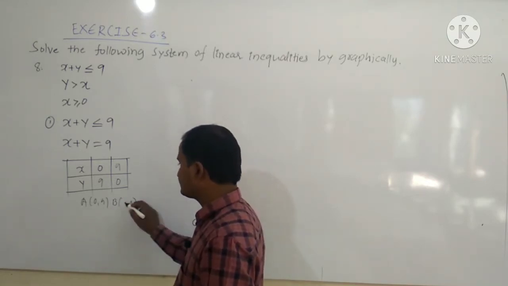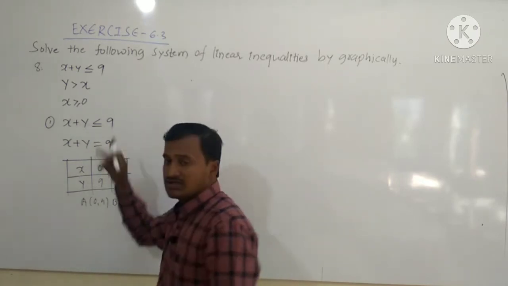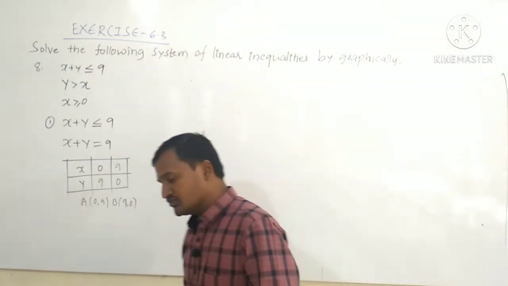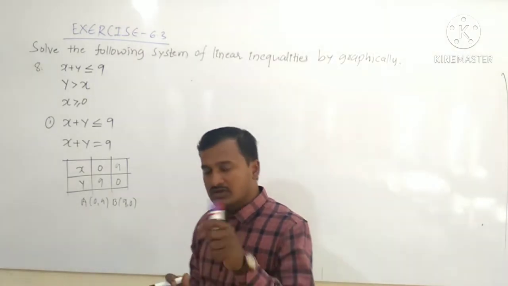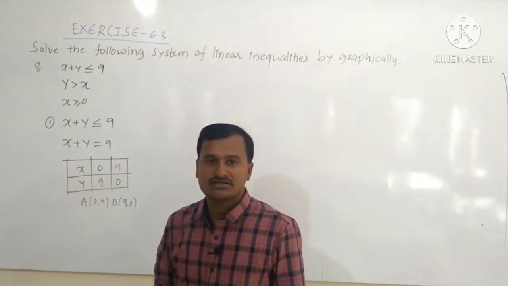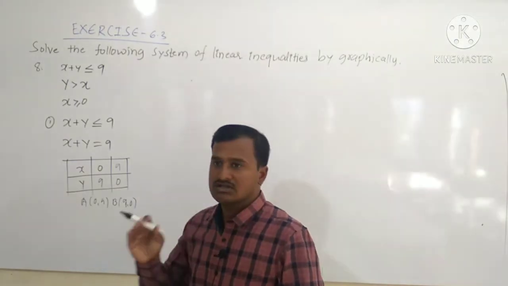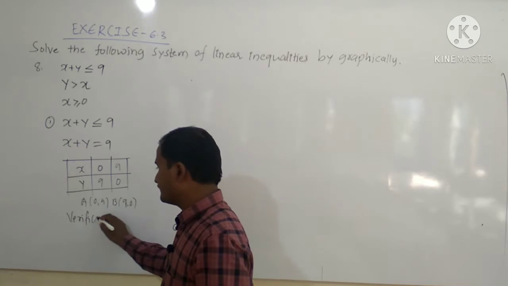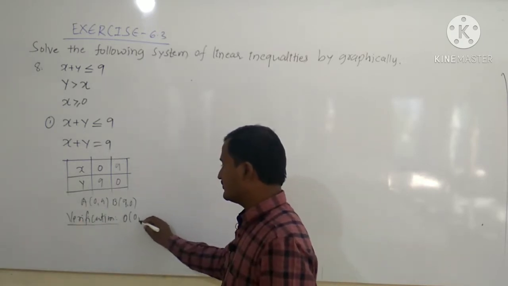Okay, right. Next, here it is an inequality involving the less than or equal to sign. For that we have to decide whether to shade above the line or below the line. For that we put the coordinates of the origin in this inequality. If it is true, then you have to shade below the line. If it is false, then you have to shade above the line. So here I will write verification. For that you have to take the coordinates of the origin.